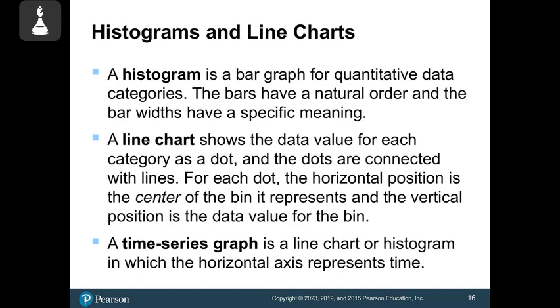And a time series graph is a line chart or histogram in which the horizontal axis represents time. So basically, it's going to look like one of these two up here. It's just that if you're dealing with a span of time, maybe from 1990 to 2020, it may be a line chart, but if it's based on years, it's then considered a time series graph.